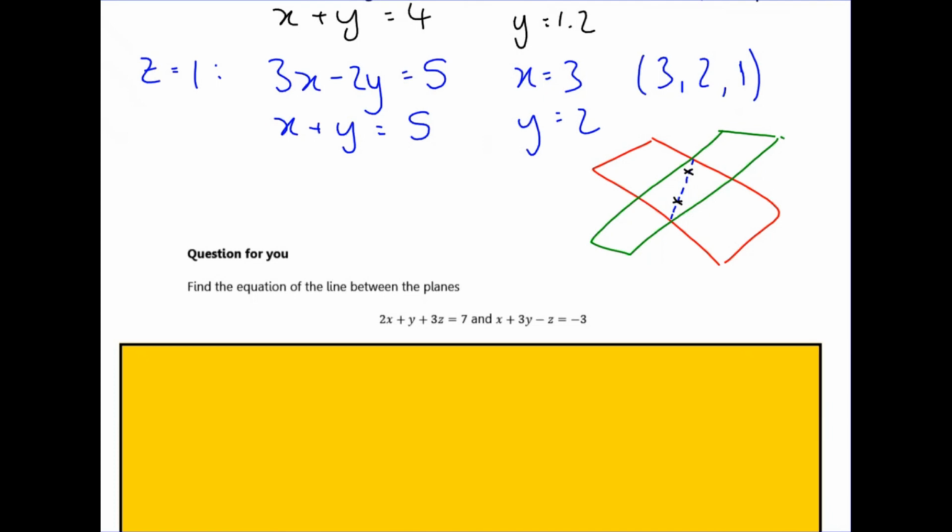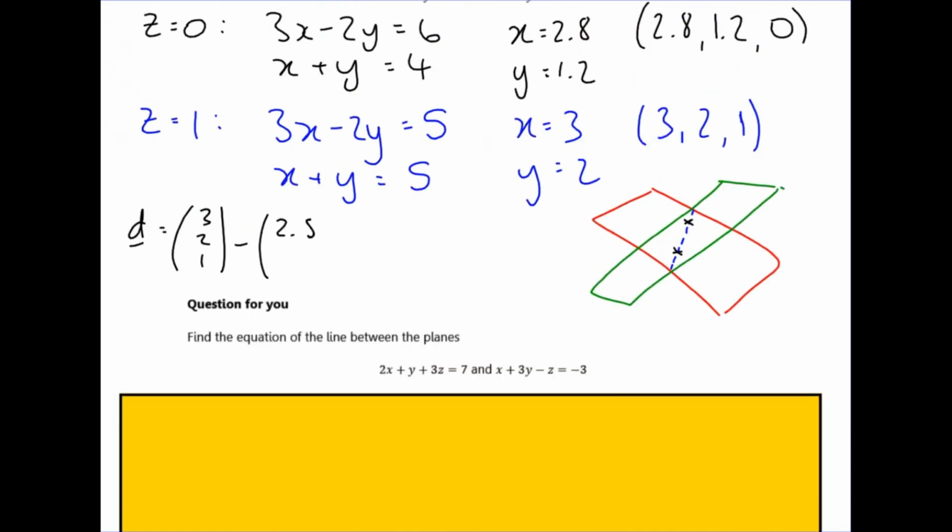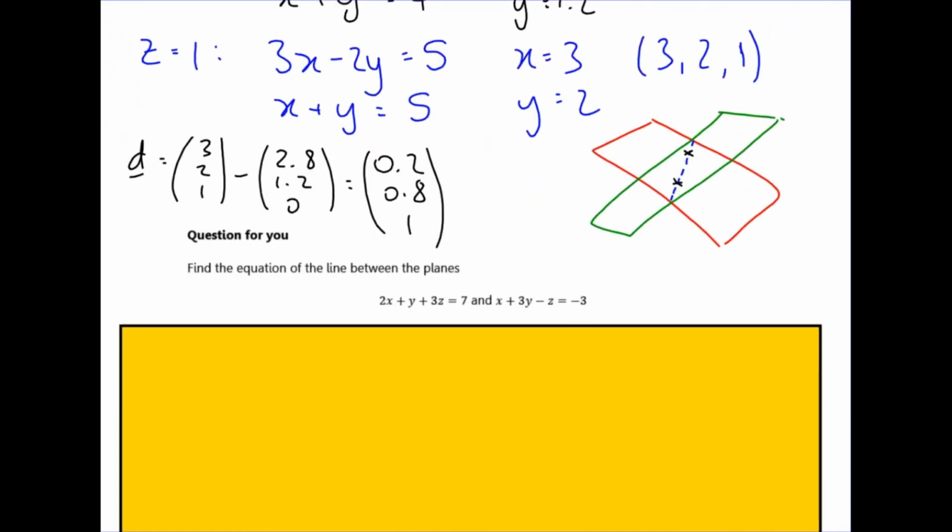I've got 2 points, so I need the direction vector between these 2. So I'm going to subtract them. So (3, 2, 1) take away (2.8, 1.2, 0). That gives me this for the direction vector. You could times it all through by 5 or something to make whole numbers if you really want to, but you don't have to.